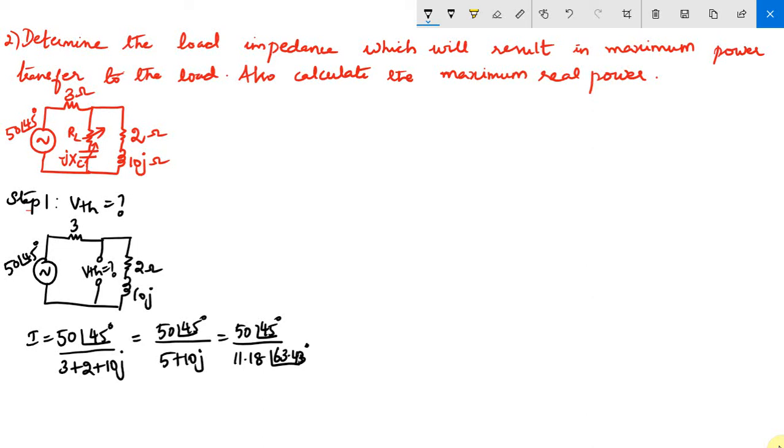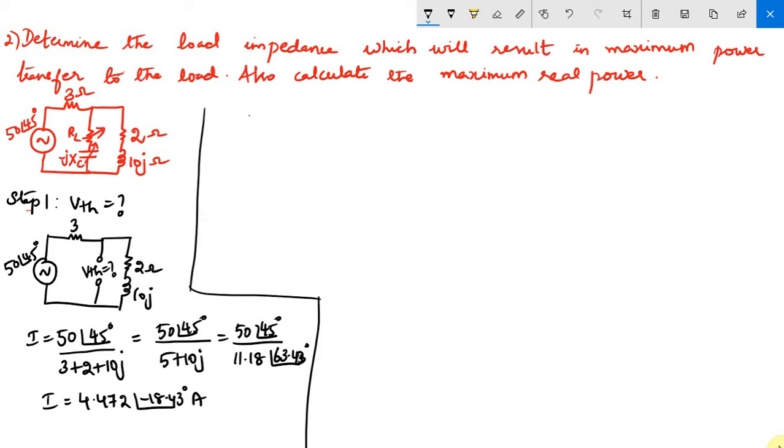Now divide both so that I is equal to 4.47 angle minus 18.43 degree ampere, which is the current flowing through the circuit. Now we need to find VTH. So what can we do?